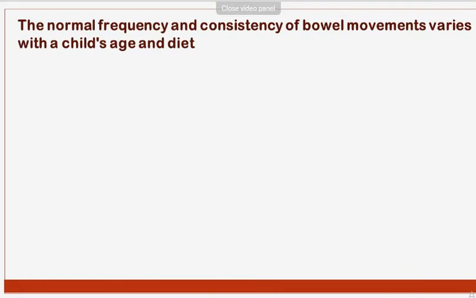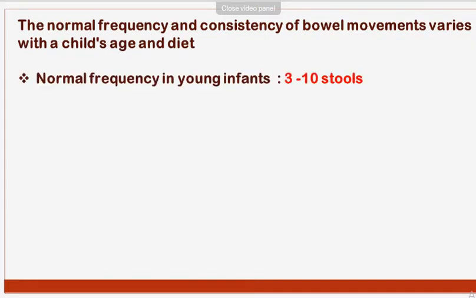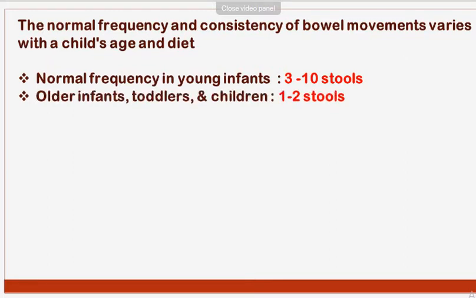Now, the normal frequency and consistency of bowel movements varies with the child's age and diet. So there is an exact number of bowel movements for each different age group. The normal frequency in young infants may be 3 to 10 stools. Sometimes in practice, the mother says my infant has 6 or 7 stools per day, and that can be normal, especially if the baby is breastfed. Older infants, toddlers and children have 1 to 2 stools. So there is no single normal number of bowel movements per day for all children.